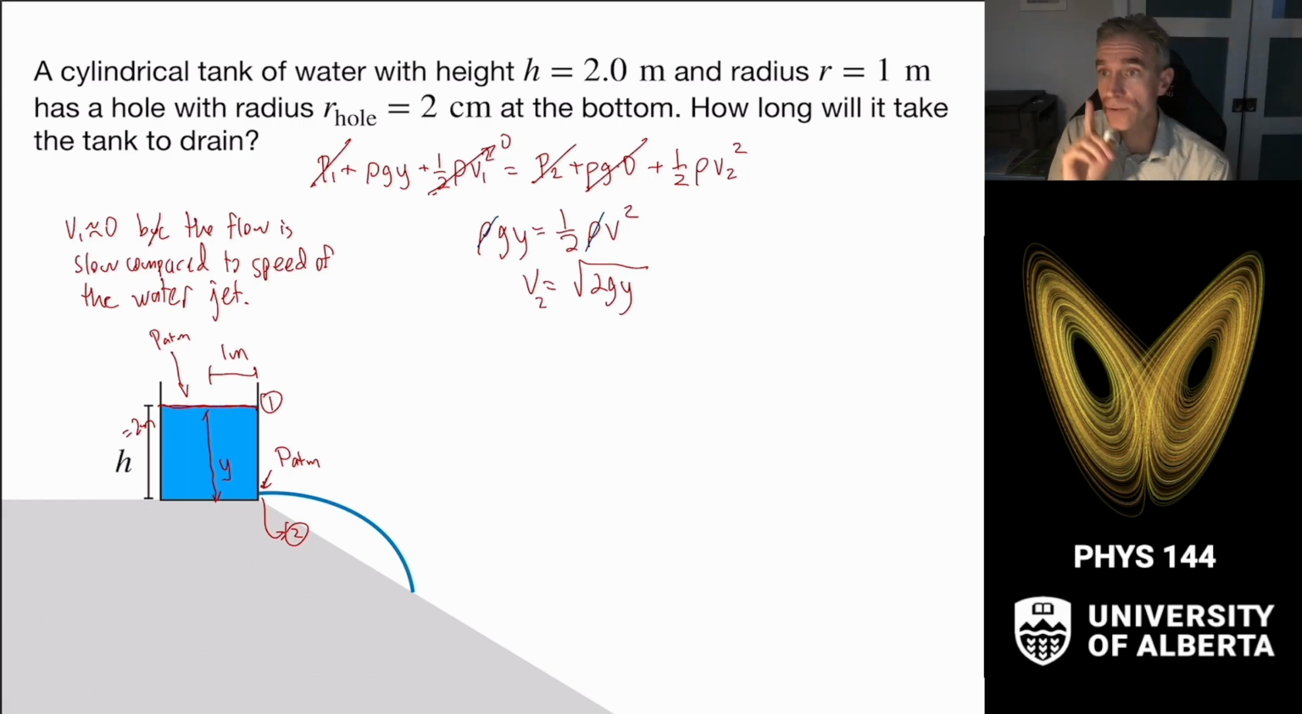The volumetric flow rate through the hole is going to be equal to the rate at which the volume of water drops, the rate at which the water level drops.